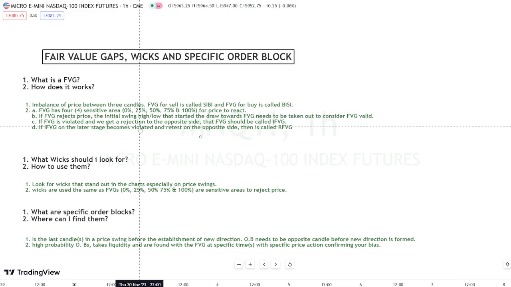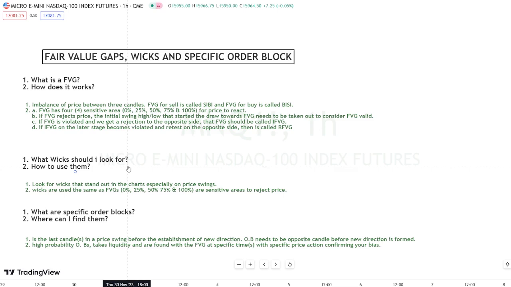What is a fair value gap? A fair value gap is an imbalance of price between three candles. A fair value gap for sell is called a CB, which is a sell side imbalance, buy side inefficiency. And a fair value gap for buy is called a BZ. That will be a buy side imbalance. That means the buy side is imbalanced, so the sell side is inefficient. So the market will come down to that space and then offer back. It will offer the sell side up to that space, and then the buys can continue.